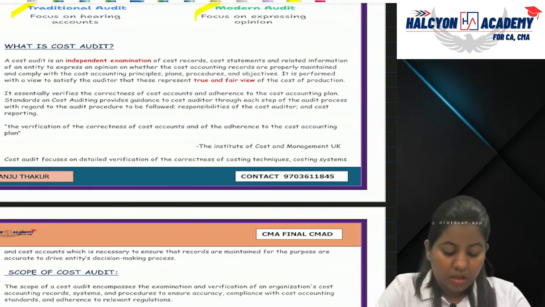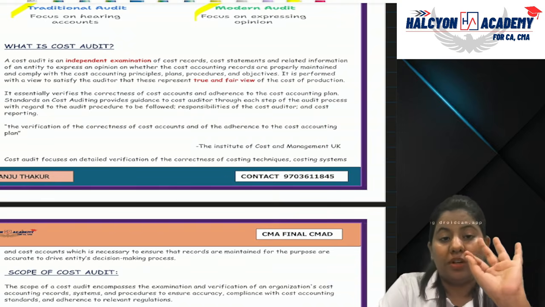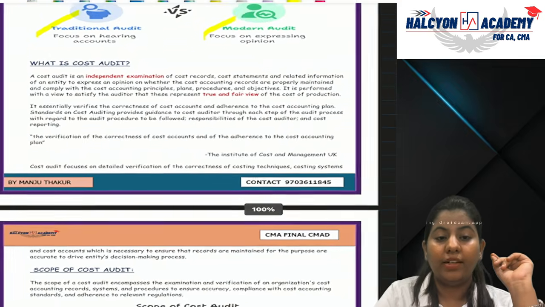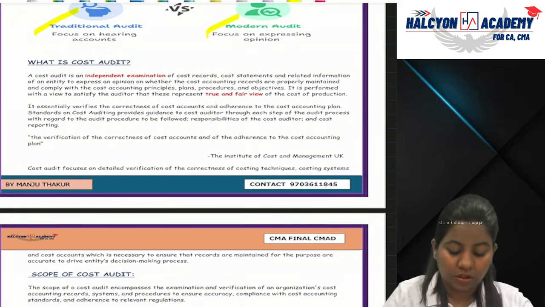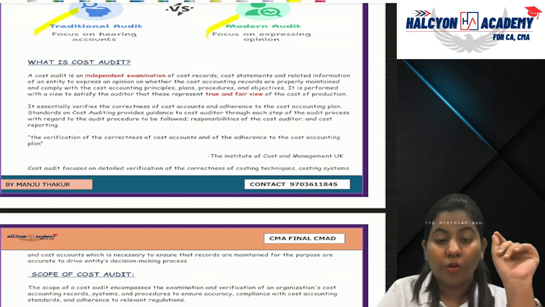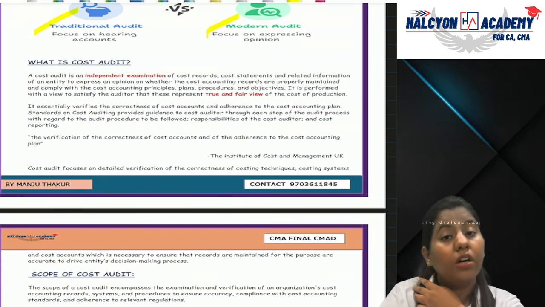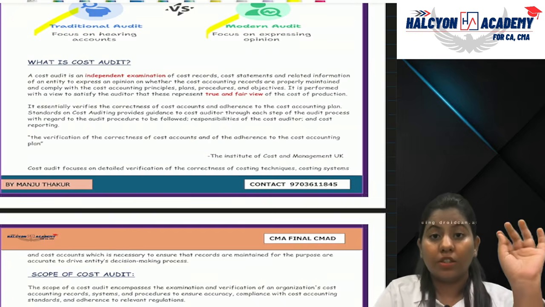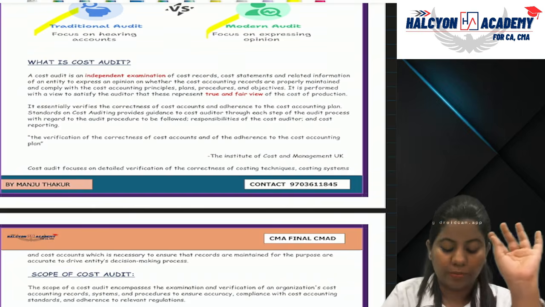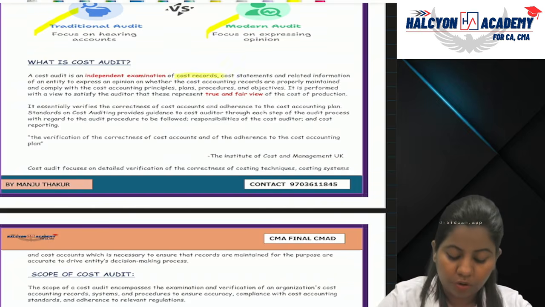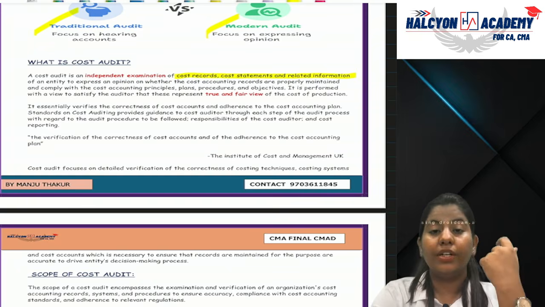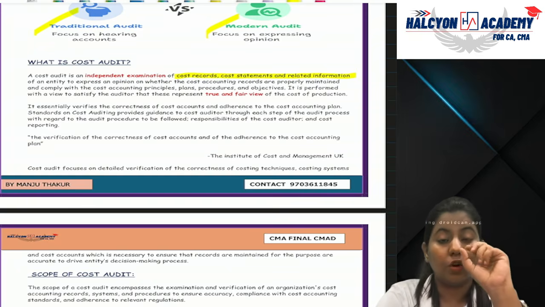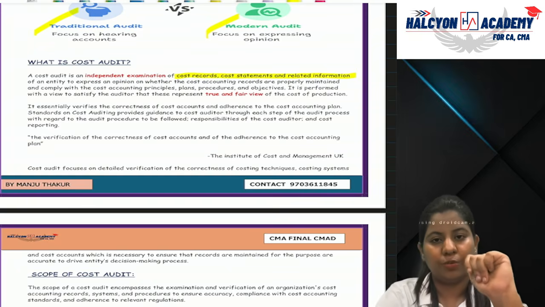Like financial audit, cost audit is also an independent examination of what? Of the cost records, the cost statements and related information. What things are included in cost records? What things are included in cost statements? And what is related information?